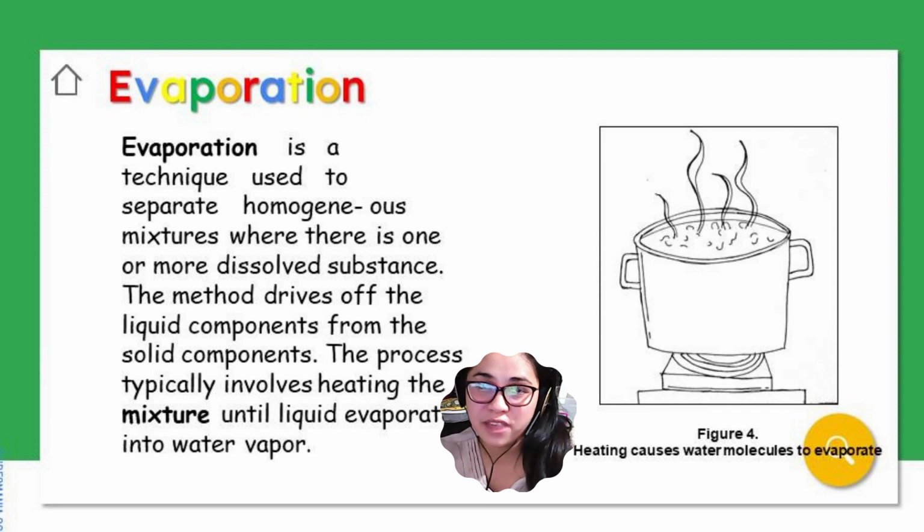Evaporation is another way of separating mixtures. It is defined as a process of a liquid changing into a gas. An example of evaporation is water turning into steam, the process of a liquid converting to a gaseous state.